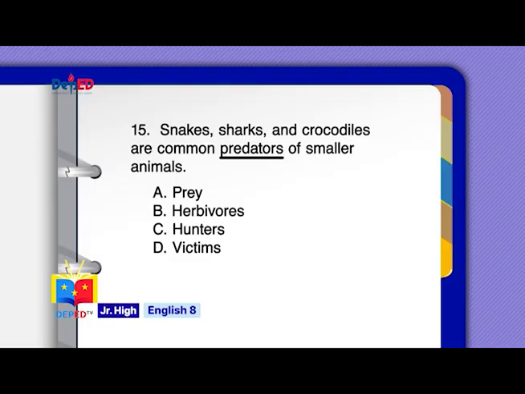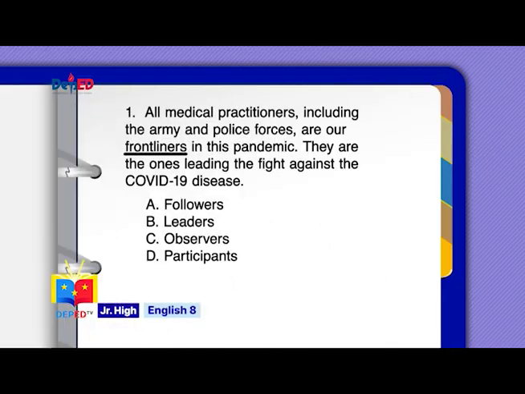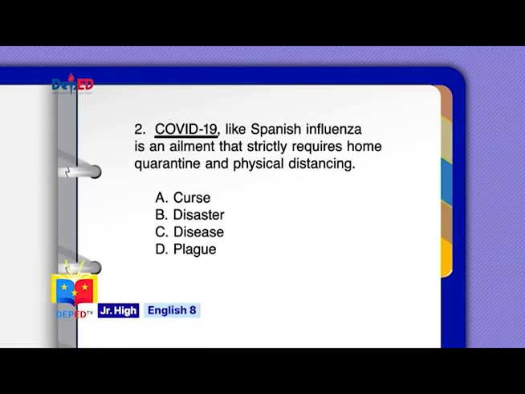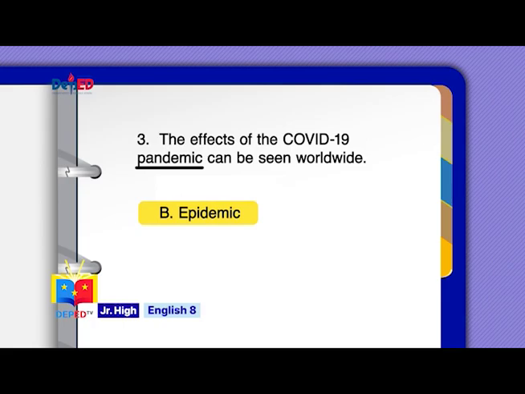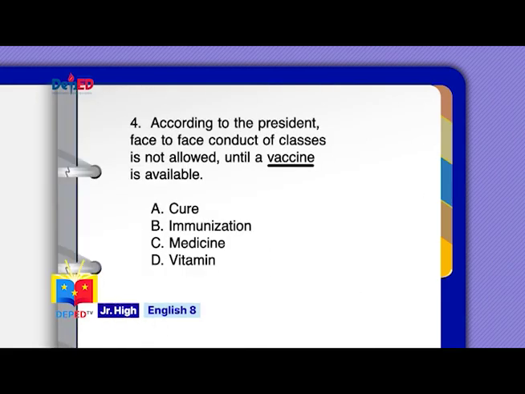Are you excited to check your answers? Number 1. The correct answer is letter B, leaders. Number 2. The correct answer is letter C, disease. Number 3. The correct answer is letter B, epidemic. Number 4. The correct answer is letter B, immunization.